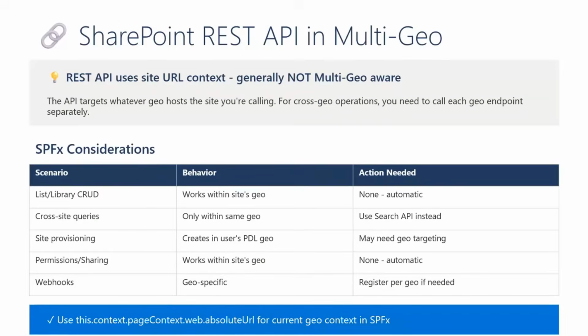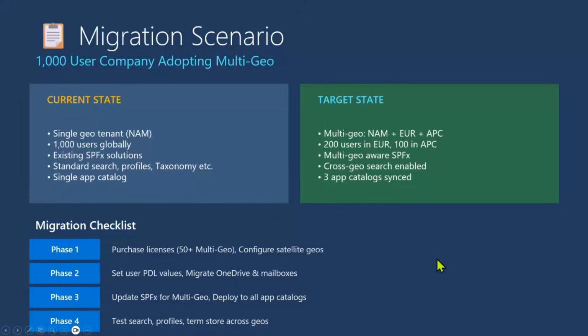Now some REST API multi-geo considerations. The SharePoint REST API is not multi-geo aware. So if you're doing some CRUD operation, then you need to handle it. It only works within the geo. In terms of cross-site queries, the recommendation is to use the search API. Site provisioning is also geo-specific, so you need to depend on the scenario you're working on, but the SharePoint REST API is not multi-geo aware.